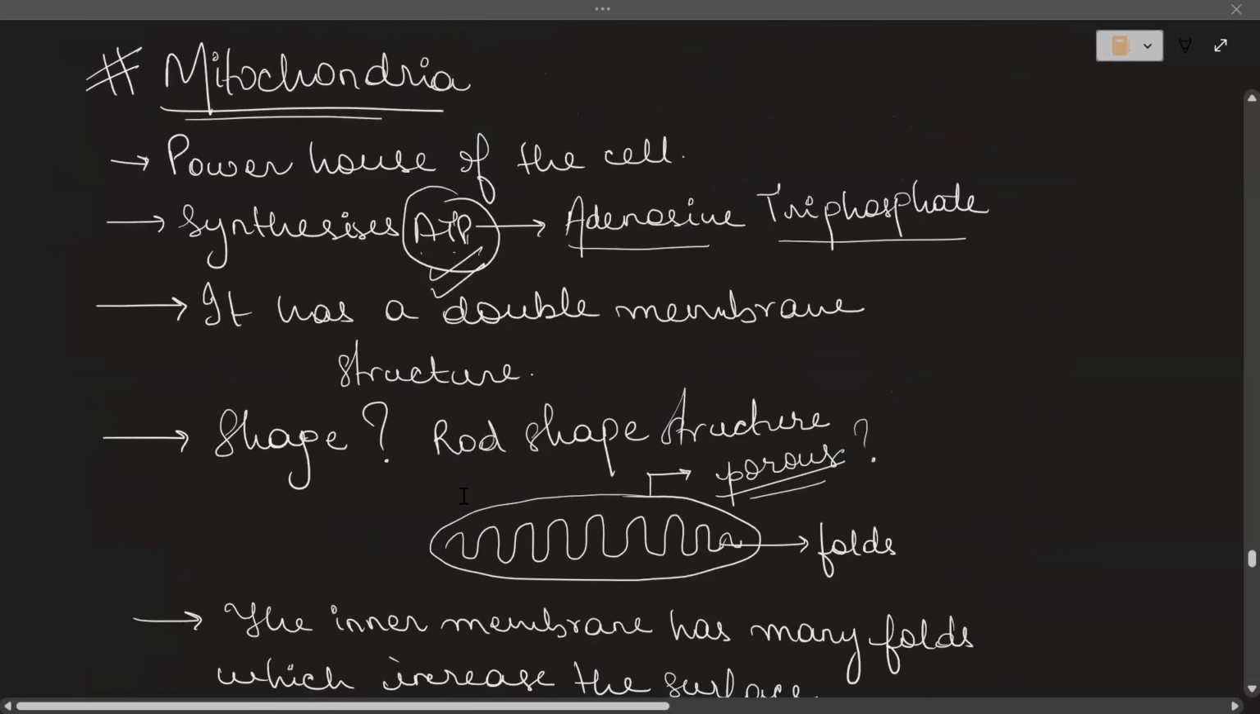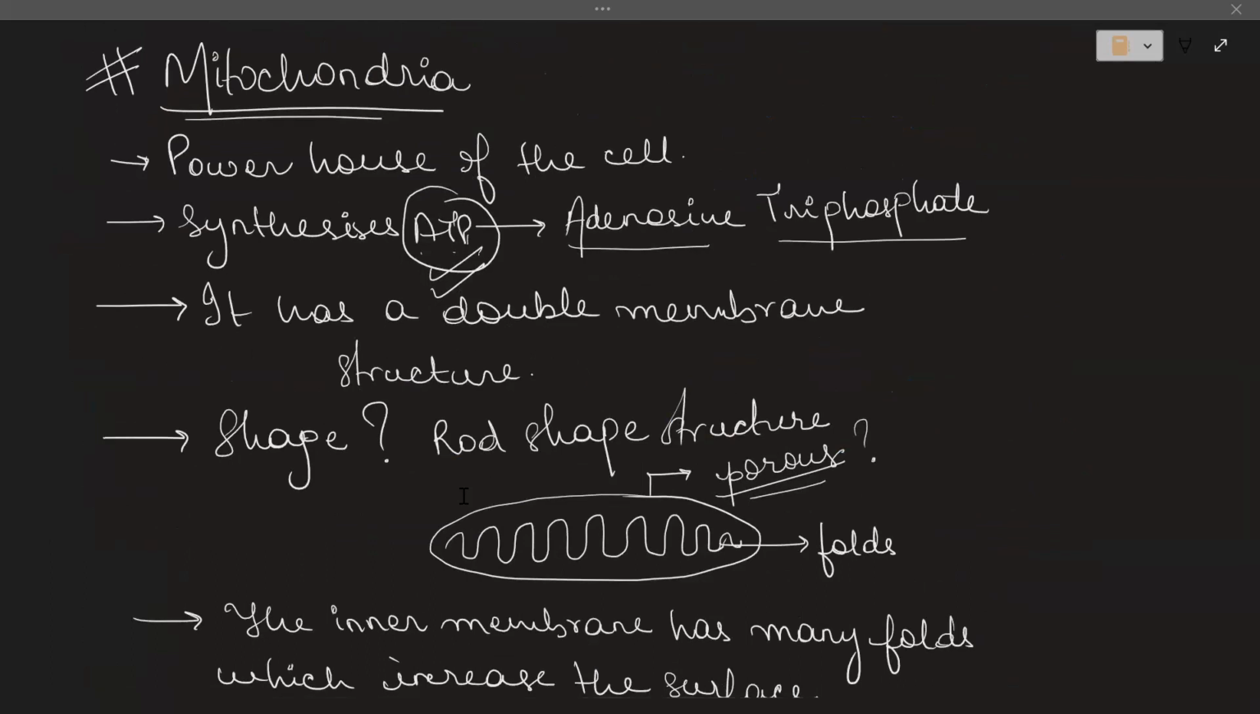Now mitochondria is the powerhouse of the cell. Why is it known as the powerhouse of the cell? Because the synthesis of ATP takes place in the mitochondria. Mitochondria again has a double membrane structure. It has two membranes surrounding it. Usually the shape of the mitochondria is a rod-shaped structure. As I said, it has a double membrane structure, so one will be outer, one will be inner. Two of them will be there.